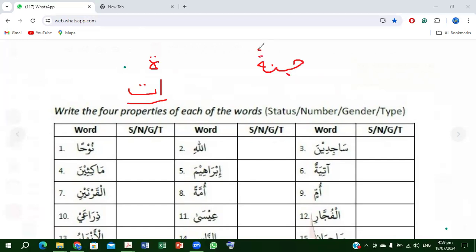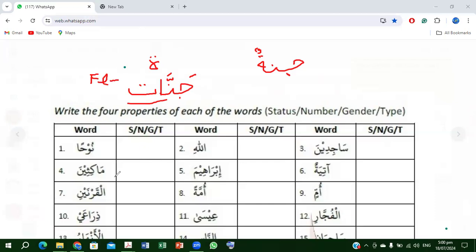So its plural becomes what? Jannatun, jannat. Yes. We take the small ta, expand it and make it a big ta, and before it there is an alif. So this is the sign of female plural. Okay. So our gender will be male gender. And type? I think common.